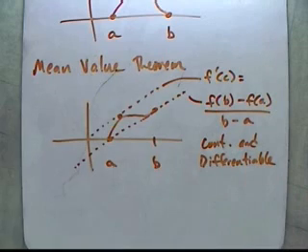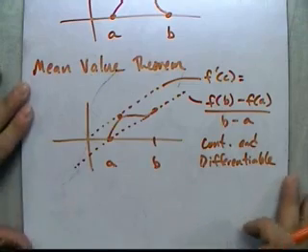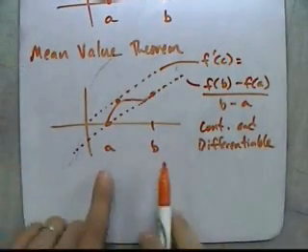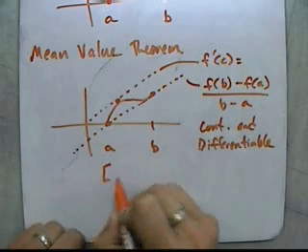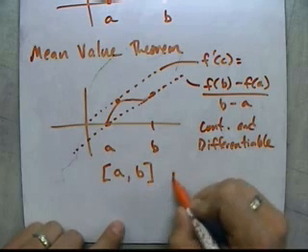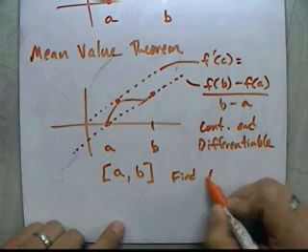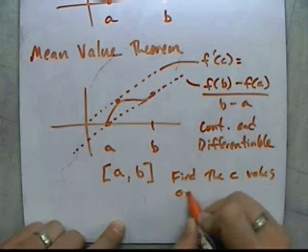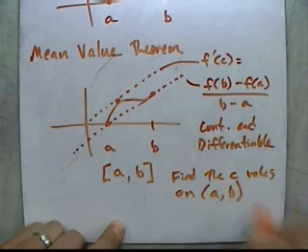And differentiable just means taking the derivative. Taking the derivative, that's all it means. And they get a little bit funny as far as the notation. They talk about the mean value theorem over the interval a to b, and usually they do a square bracket interval a to b, like so. And then they'll say find the C values, just so you're not too confused. Find the C values on, and then they'll go a to b, like that.